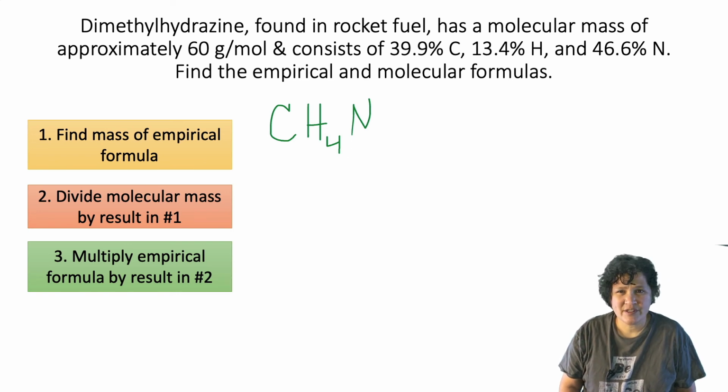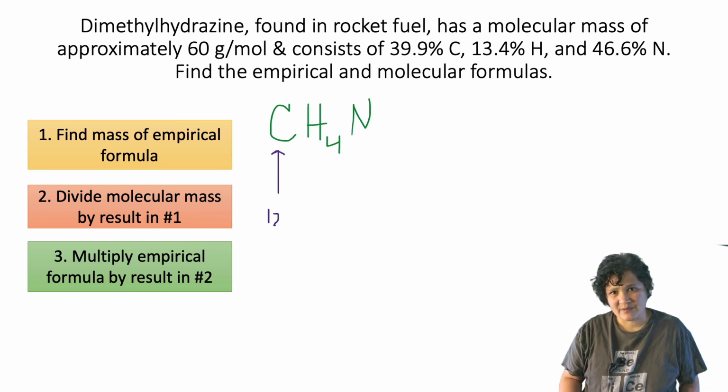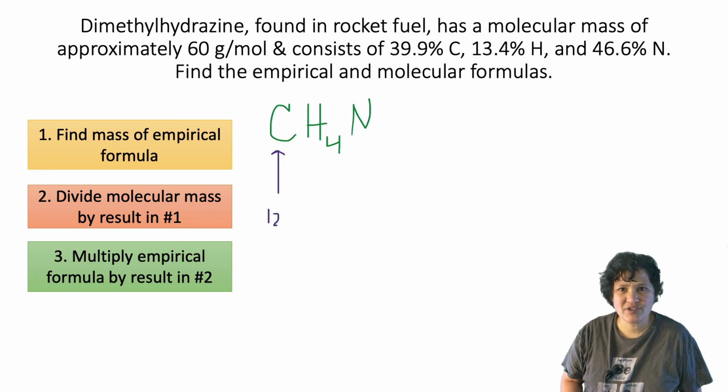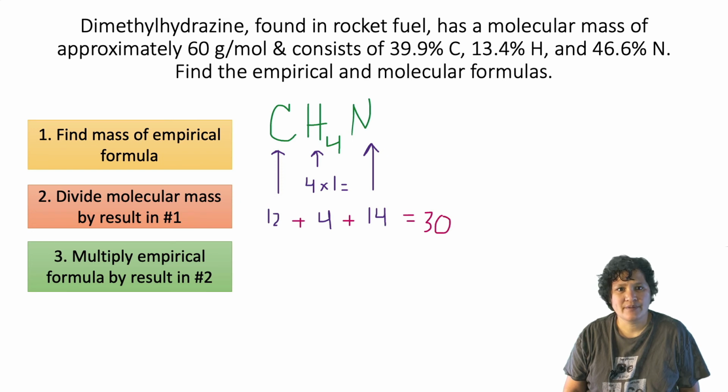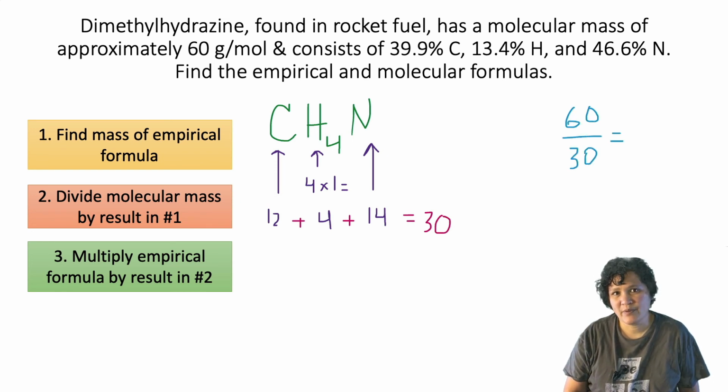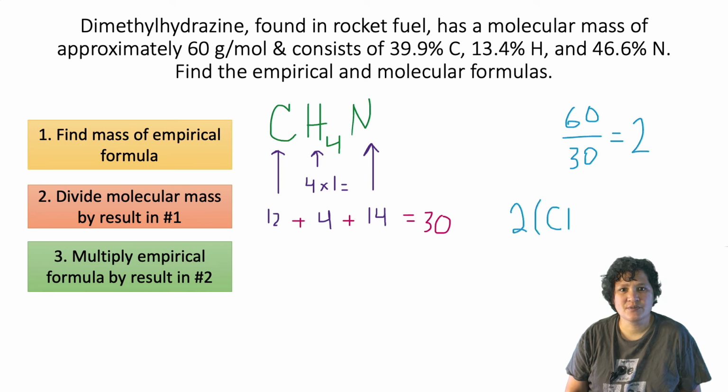Let's start by finding the formula weight of the empirical formula. Carbon has a mass of approximately 12. Each of our 4 hydrogens have a mass of about 1, and our nitrogen has a mass of about 14. Add that up to get a formula weight of 30. Now let's divide our molecular mass of 60 by the formula weight of 30 to give 2. We therefore have to multiply our empirical formula by a factor of 2.